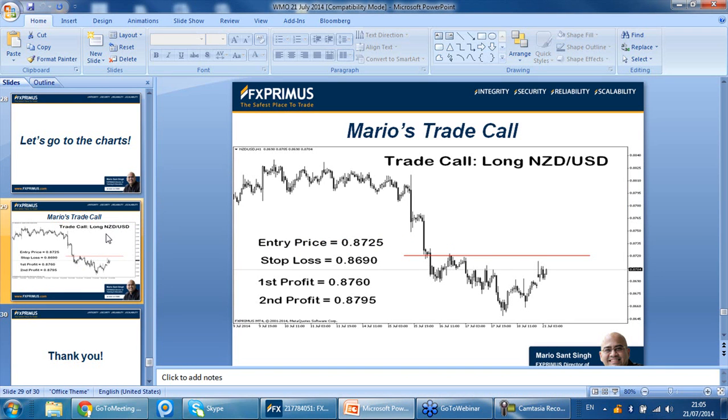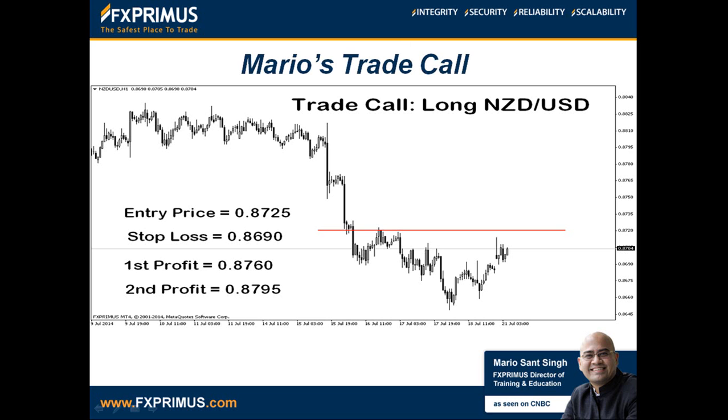So what's the Mario trade call for this week? The Mario trade call this week is to long Kiwi dollar. Entry price is 0.8725. Stop loss is 0.8690. First profit is 0.8760. Second profit is 0.8795. So I will leave the charts here.